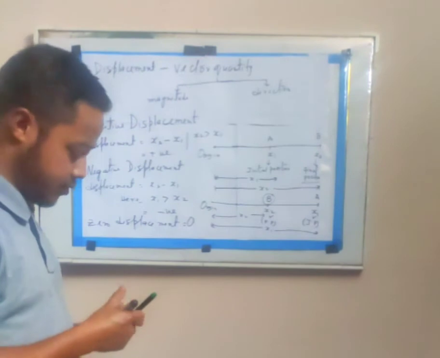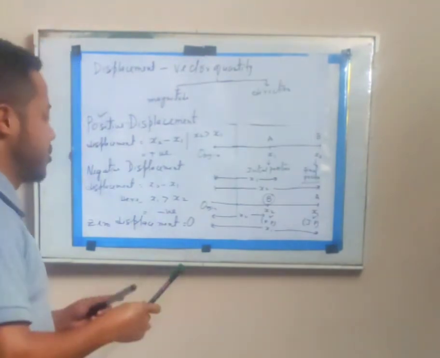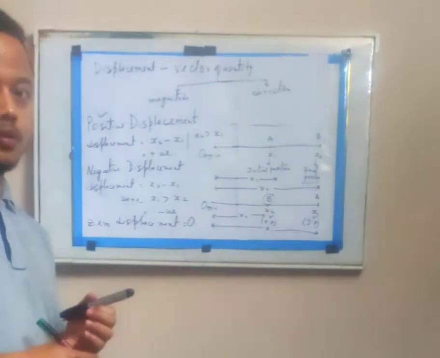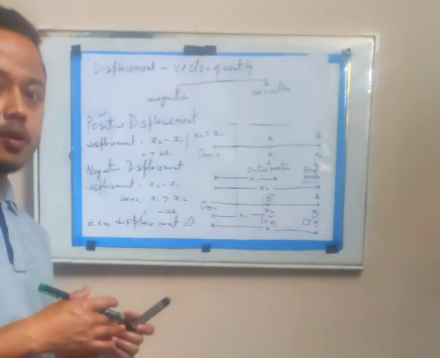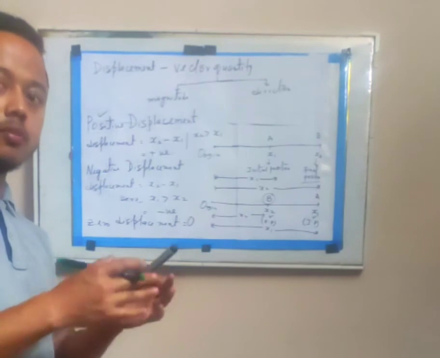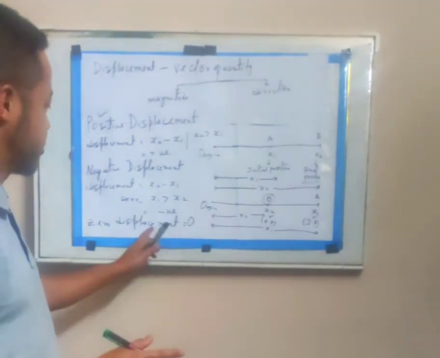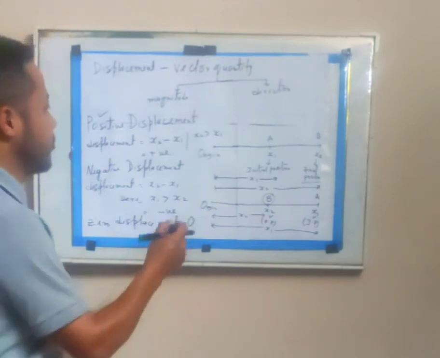If you look at this diagram here, when we say zero displacement, the body will not change its position. Even though the body is moving, finally the body will come back again to its old position. So if there is no change in the position, the displacement here is zero.